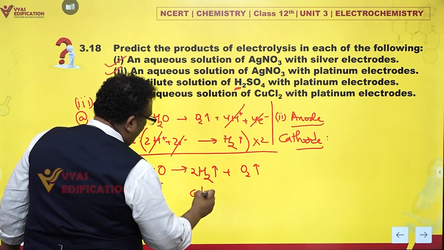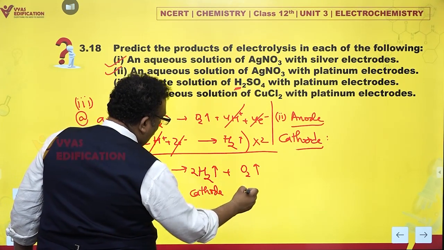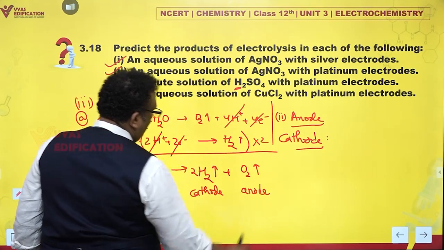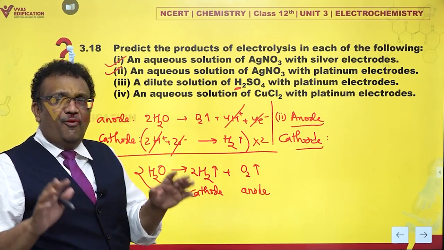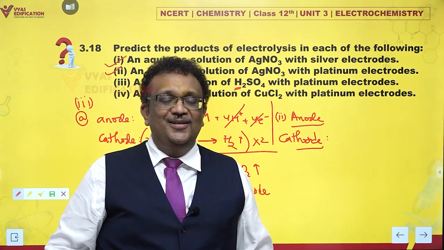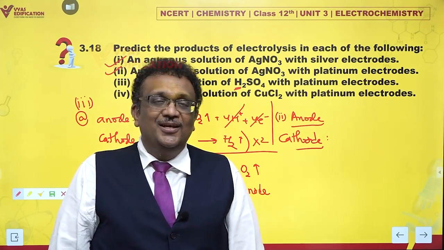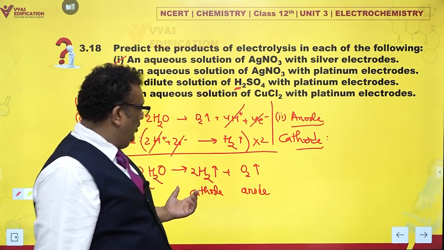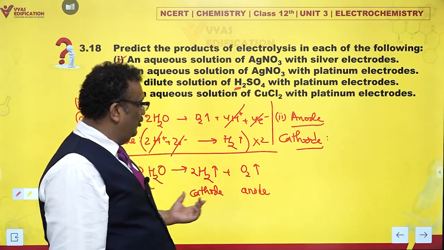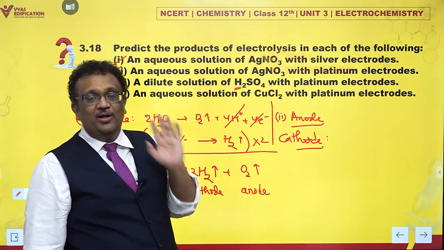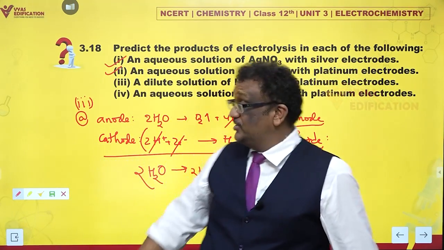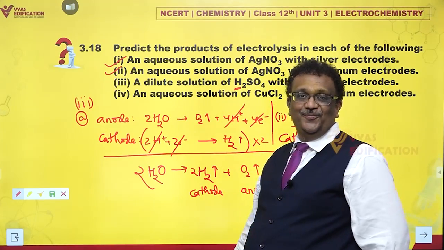H2 is at the cathode and O2 is at the anode. So simply water is being electrolyzed, that's it. You get nice and happy O2 and H2 liberated at the anode and cathode respectively. This is what happens if you electrolyze dilute sulfuric acid.